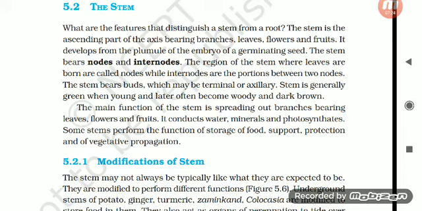The stem bears buds which may be terminal or axillary. The stem is generally green when young and later becomes woody and dark brown. The main function of the stem is spreading out branches bearing leaves, flowers, and fruits. It conducts water, minerals, and photosynthates. Some stems perform the function of storage of food, support, protection, and of vegetative propagation.